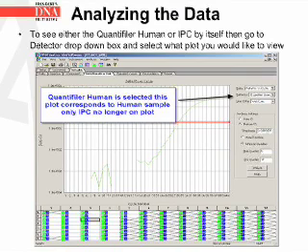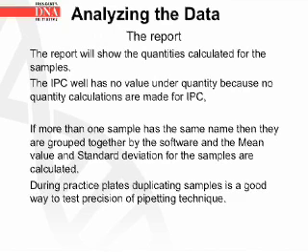This is the same sample that was shown in the previous slide, but now only quantifier human is selected, so now you will only see one plot on the amplification plot. The report will show the quantities calculated for the samples. The IPC well has no value under quantity because no quantity calculations are made for the IPC.